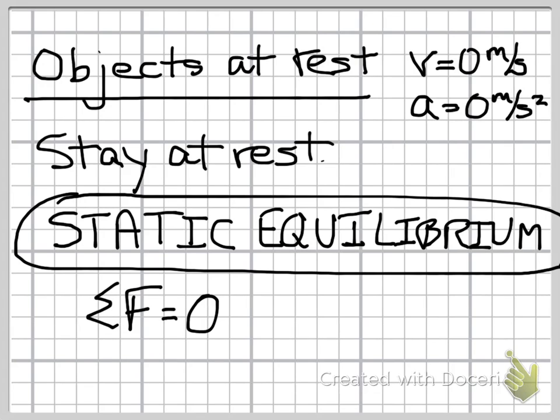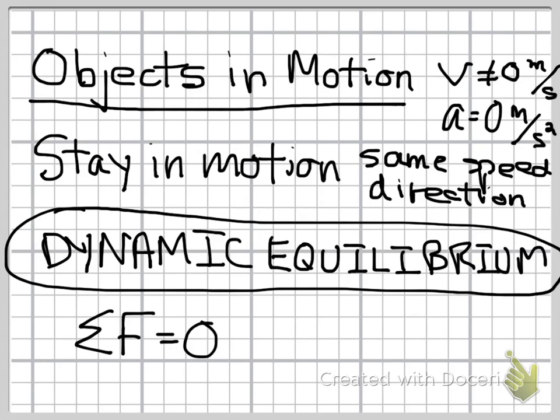Objects at rest have a velocity of 0 meters per second, and if there is no net force acting on the object, it has an acceleration of 0 meters per second squared. So they stay at rest. You can figure this out from your kinematics equations. This is an example of what's called static equilibrium. It's at rest, and it has no net force acting on it.